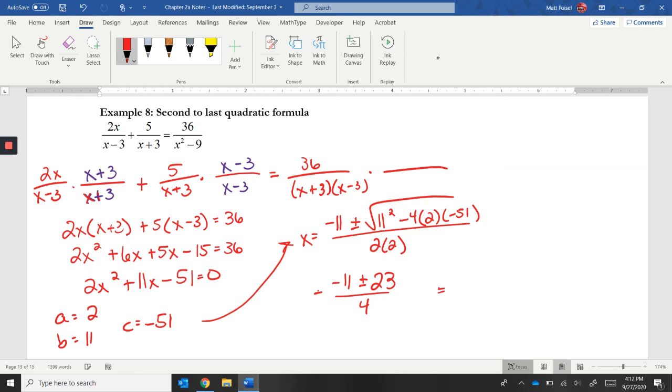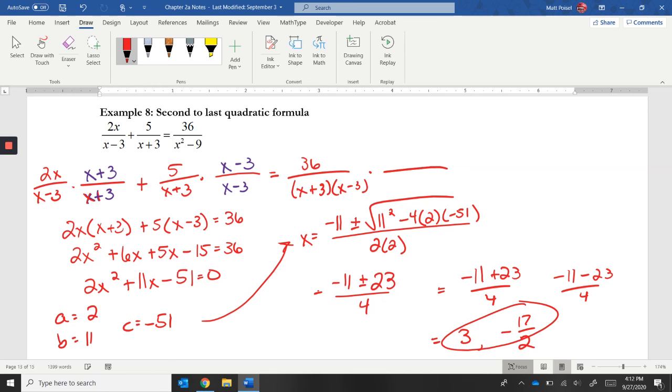Now we're going to split that up. Negative 11 plus 23 over 4. Negative 11 minus 23 over 4. Let's see, we reduce. We get 3 and negative 17 over 2. Now, usually we would circle this and we'd be done. Okay, but this one was a little bit different because these were fractions.